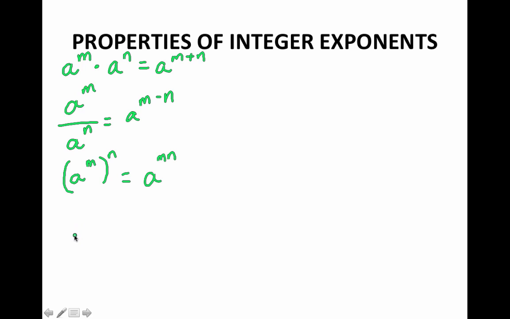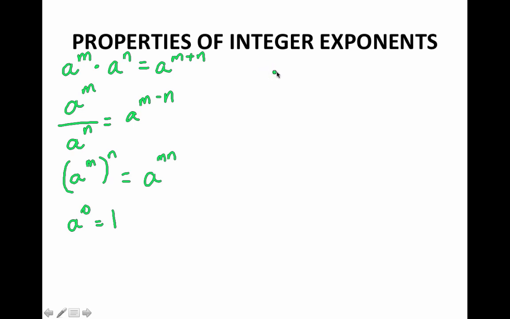Another property of integer exponents is a number a to the 0 power. Any number to the 0 power is always equal to 1. Now, a cannot be 0. When a is 0 and we raise it to the 0 power, it's not defined.